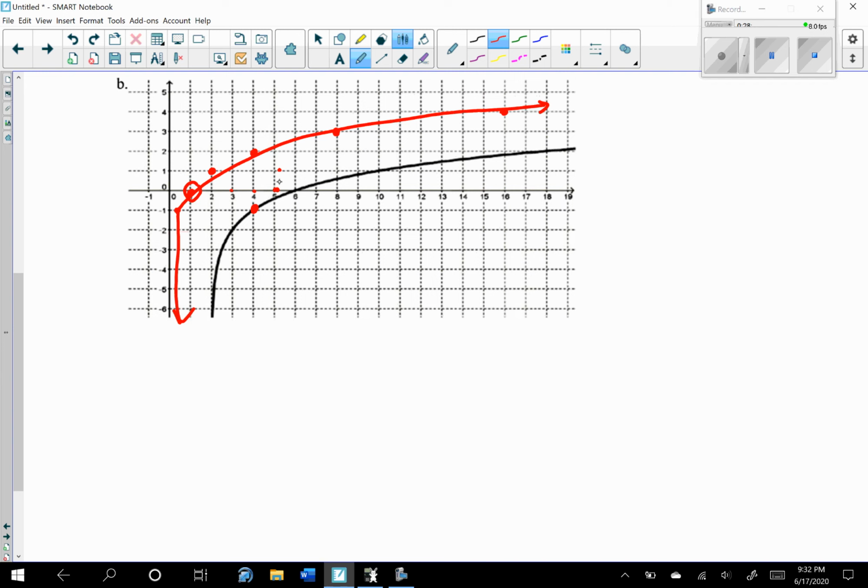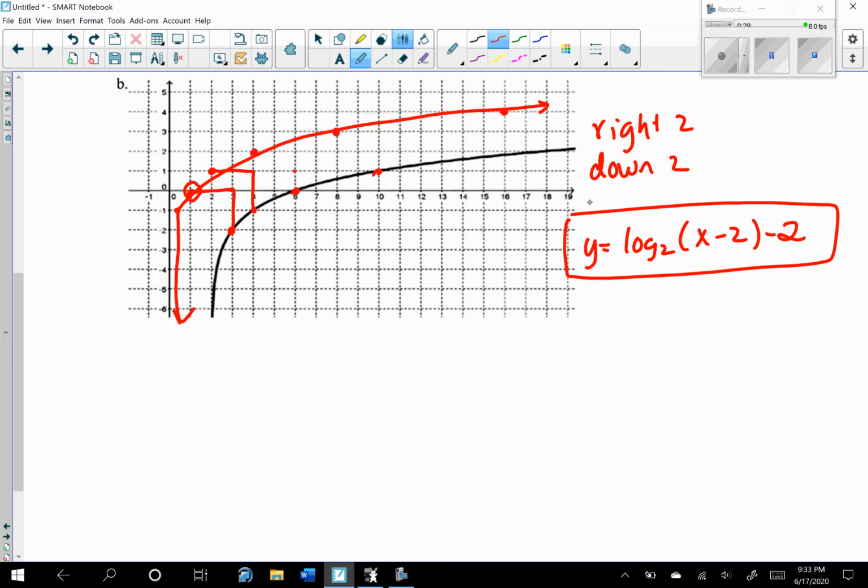So let's try something else. So I'm going to try to see if I can find these 2 points together. Looks like maybe here and here. So let's try that. So if I go right 2, down 2, that works. This point, if I move it right 2, down 2, that works. What about this one? Right 2, down 2. And right 1, 2, down 2. So actually we're going right 2 and down 2. And so that means this is y equals log base 2 of x minus 2 is the right 2, and then down 2 is -2 on the outside of the argument. And that's it.